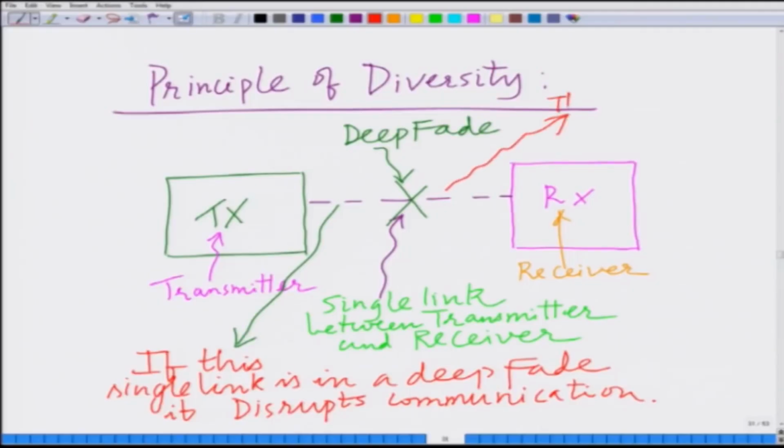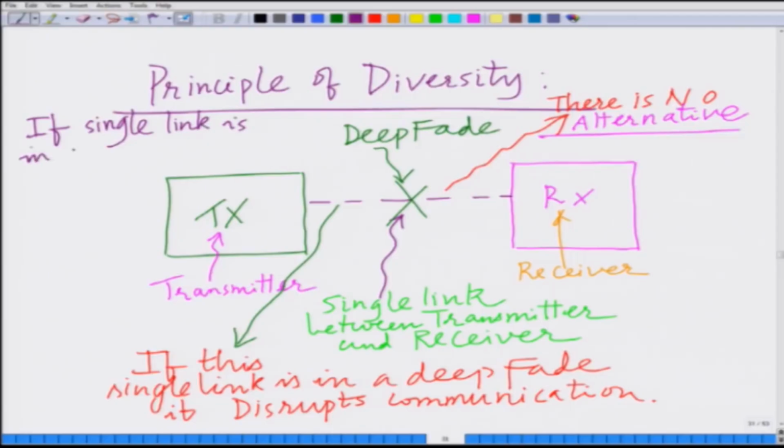So, in this system the key is there is no alternative to transmit the signal between the transmitter and receiver. Therefore, if this single link is in a deep fade, performance is bad. If the single link is in a deep fade, then the link is broken, that disrupts the communication, the performance of the communication system degrades and the performance is bad. That is the problem with our wireless communication system with a single link.